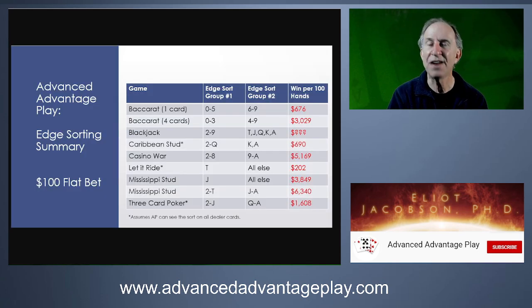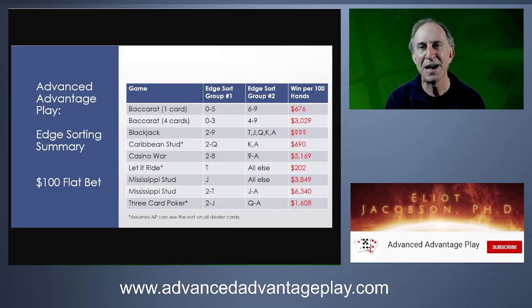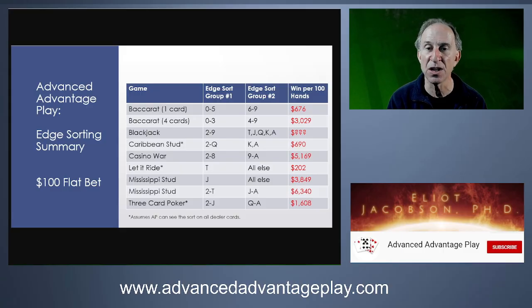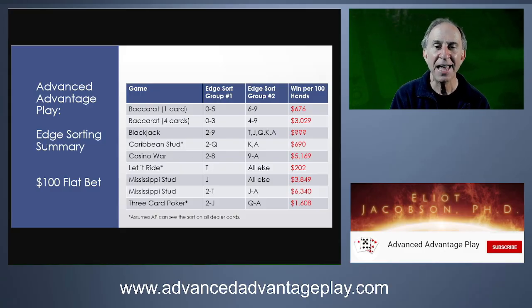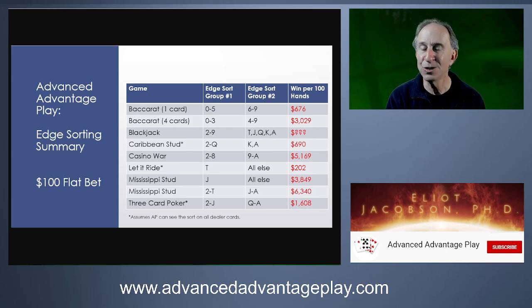So here is pretty much everything that you need to know about edge sorting, proprietary, well, really all games. In baccarat, I list the two groups: 0 through 5 and 6 through 9. And then your win per 100 hands. So the Phil Ivey win rate with a $100 wager, 100 hands, they would win on average 676. And you can see Caribbean Stud. Now Casino War, you're not even allowed to touch the cards, but if you could, that would be pretty significant. Let It Ride, three-card poker. And the last one I have there is Mississippi Stud.